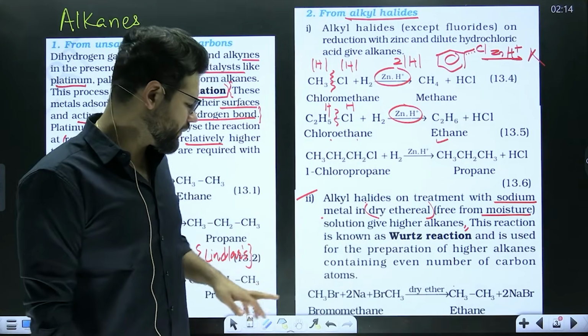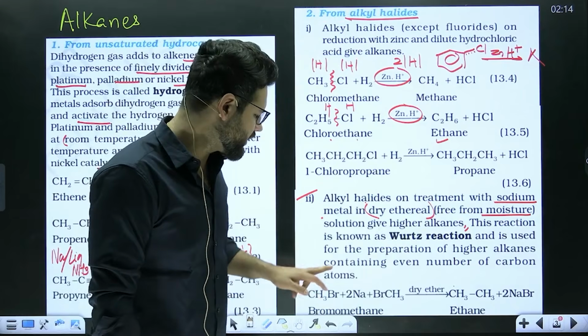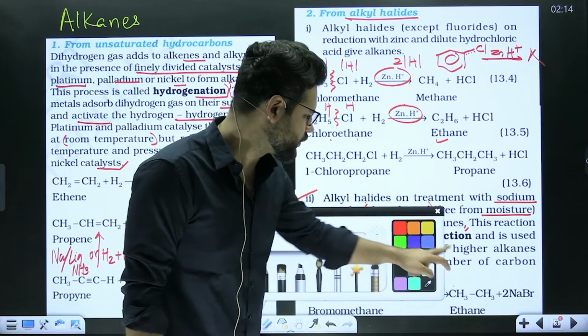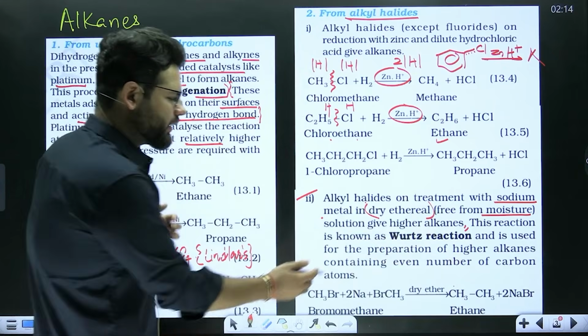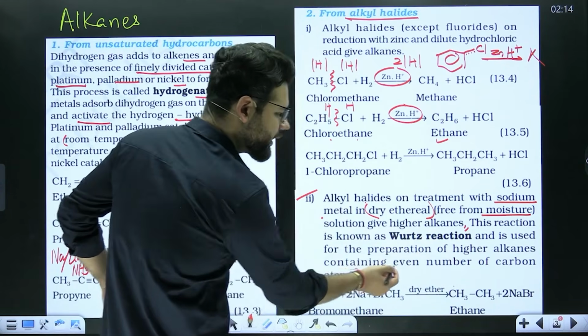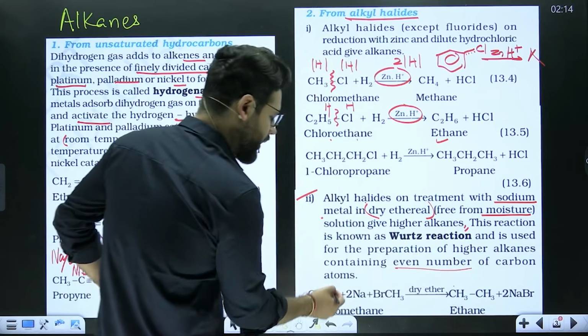Okay, it's a free radical mechanism, but nothing difficult is asked at the NEET level, so we can skip the mechanism part of Wurtz reaction. This reaction is called the Wurtz reaction. It is used for the preparation of higher alkanes containing an even number of carbon atoms.